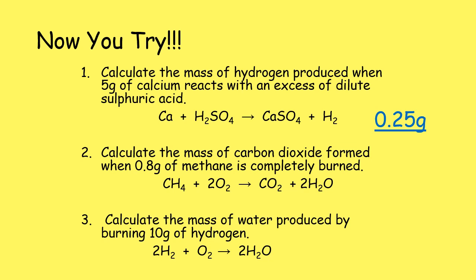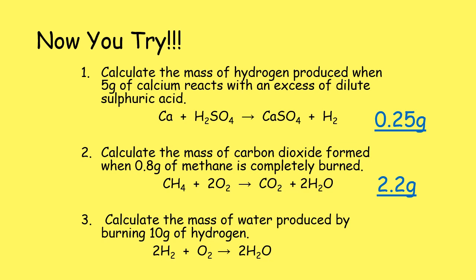For question 2, calculate the mass of carbon dioxide formed when 0.8 grams of methane is completely burnt. So we're dealing with methane, which is CH4, and carbon dioxide, CO2. The mole ratio is 1 to 1. The gram formula mass of methane is 16. The gram formula mass of carbon dioxide is 44. 0.8 grams of methane should give 2.2 grams of carbon dioxide.